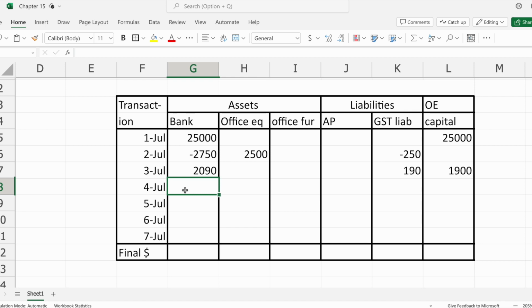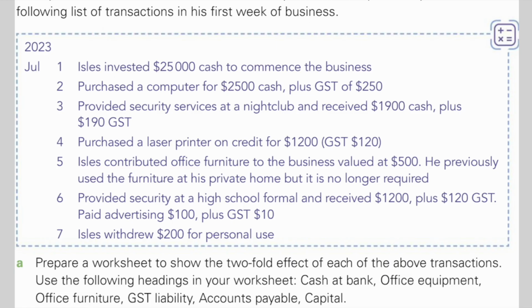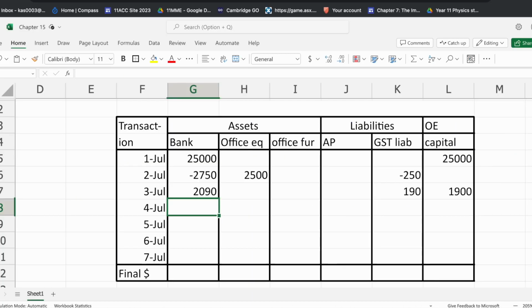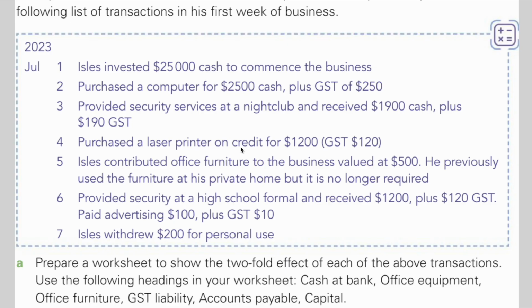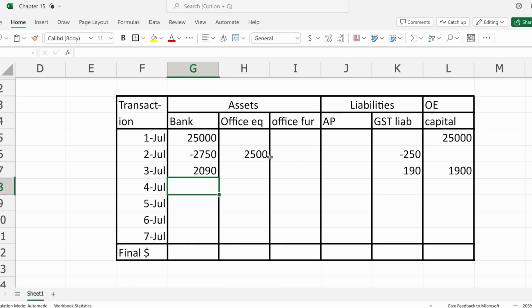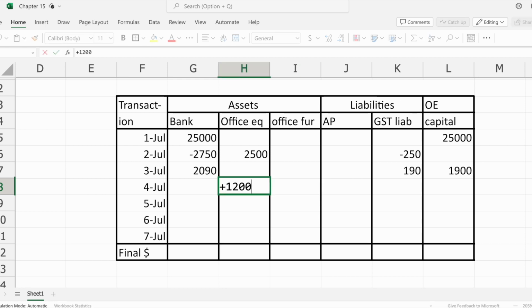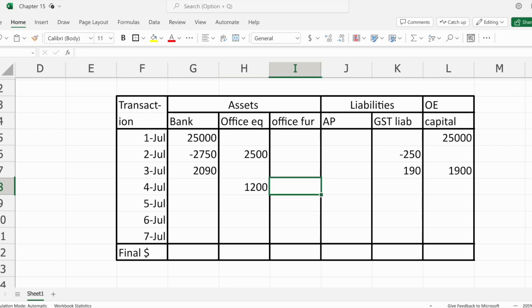On the 4th of July, they purchased a laser printer on credit for 1,200, GST 120. So now it's a bit different. It's credit. First, let's do the easy part. It's a laser printer, so that's a form of office equipment. So office equipment goes up by 1,200, so plus 1,200.